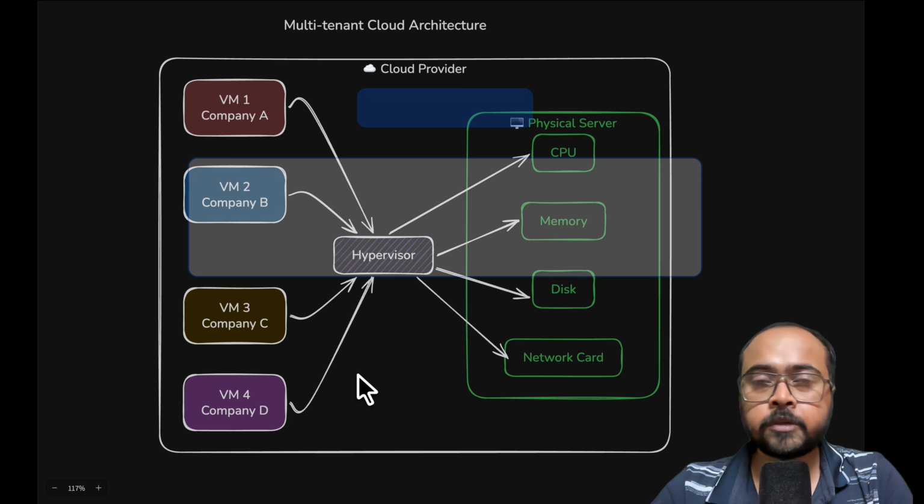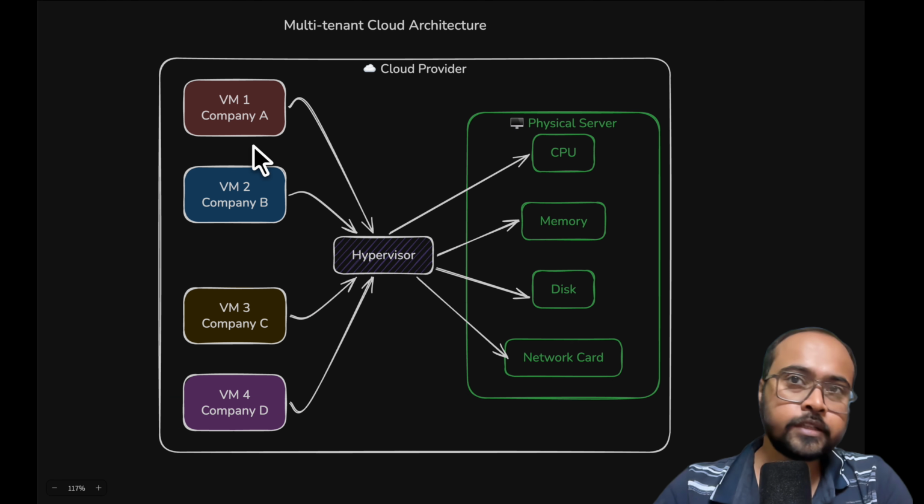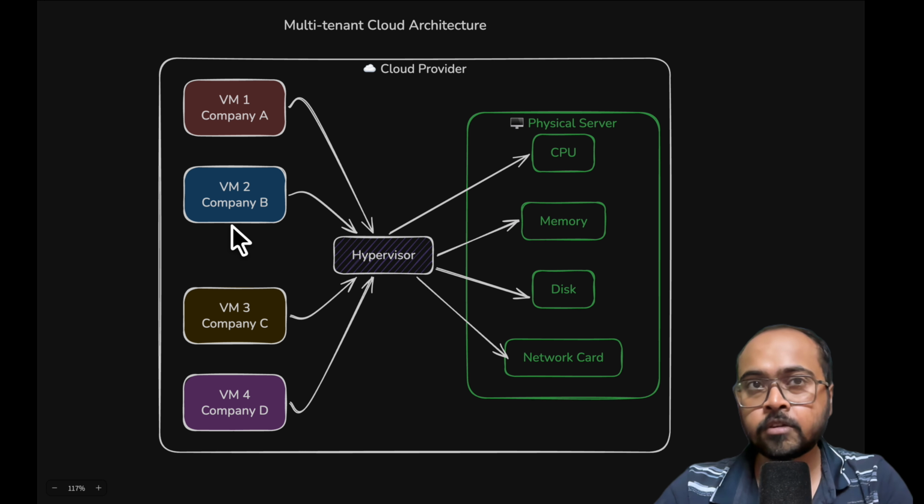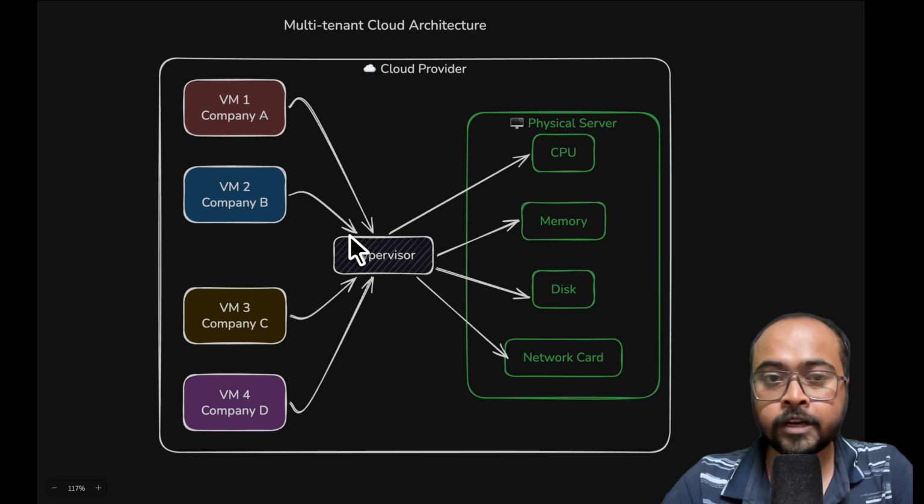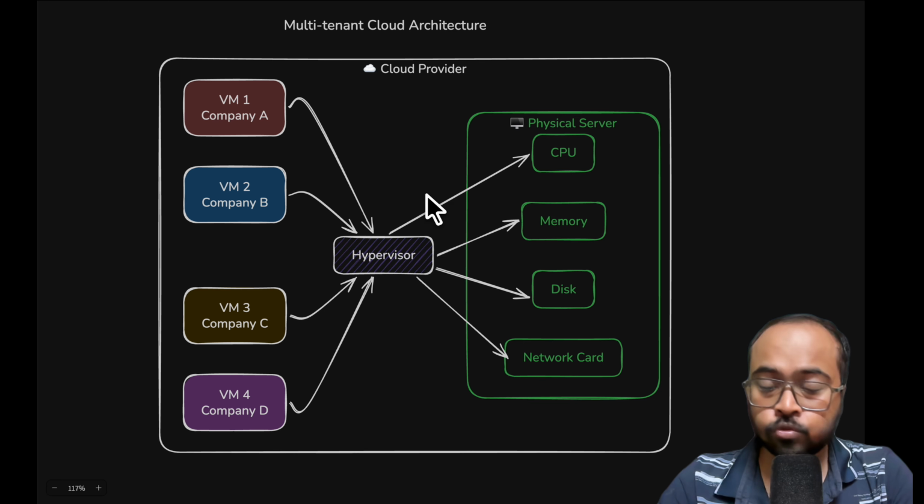So the job of the hypervisor is to slice up one single physical machine into multiple isolated VMs, and each of the VMs believes that it's their own dedicated CPU, memory, disk, but under the hood they are all fighting for the same physical resources that the hypervisor has allocated them. This is the core of the cloud architecture, one of the most fundamental concepts of cloud architecture, and that's how cloud companies can reduce the cost, because they can break down a large physical server into multiple virtual machines through virtualization.